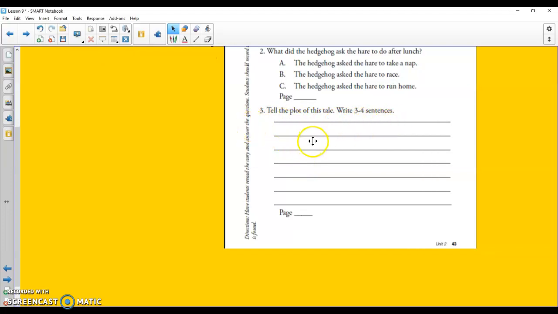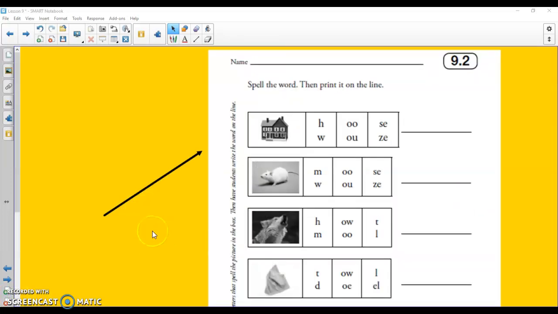So what I want you to do here is write at least 3 to 4 sentences telling me what happened in the beginning of the story, the middle of the story, and the end of the story. Okay, make sure you have capital letters in the beginning of your sentences and you have punctuation marks at the end of your sentences.